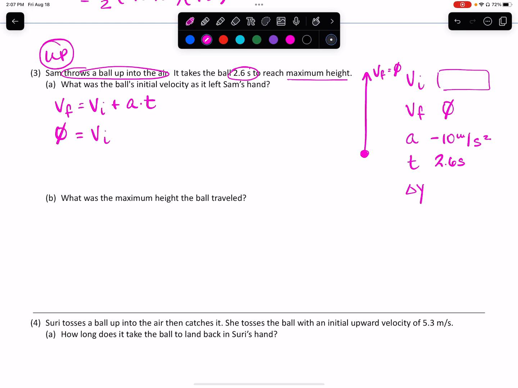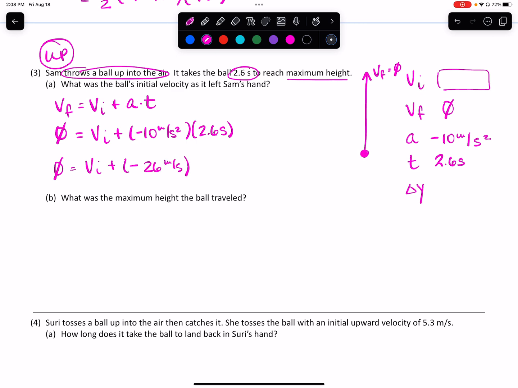My unknown is V initial, and I'll have a negative 10 meters per second squared times our 2.6 seconds. So I'm going to get 0 equals V initial plus a negative 26 meters per second. I moved that negative 26 to the other side, and my initial velocity was 26 meters per second, which is reasonable. The sign should be positive because the object is moving up into the air.